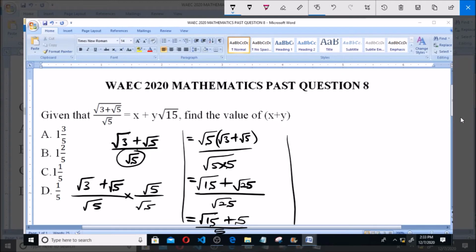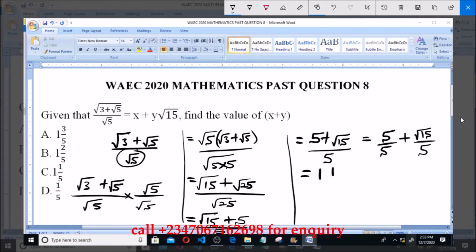This 5 was gotten from root 25, that's 5, and the root 25 in the denominator also gives us 5. So this is equal to, you can write it as, (5 plus root 15) all over 5. Now this can be rewritten by splitting it: 5 over 5 plus root 15 all over 5. Now this is equal to 1 plus root 15 over 5. Now let's go back to our question.